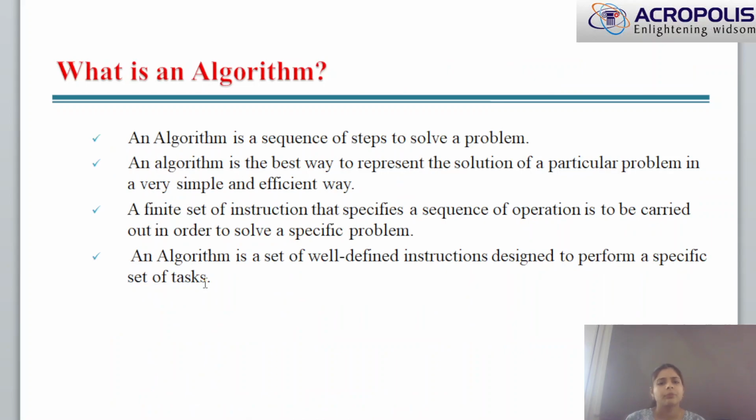What is an algorithm? An algorithm is a sequence of steps to solve a problem. An algorithm is the best way to represent the solution of a particular problem in a very simple and efficient way. It is a finite set of instructions that specifies a sequence of operations to be carried out in order to solve a specific problem. An algorithm is a set of well-defined instructions designed to perform a specific set of tasks.